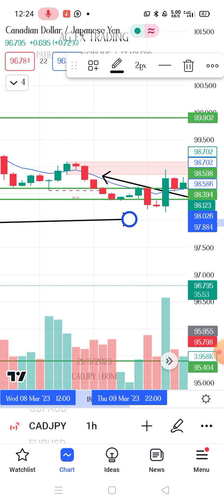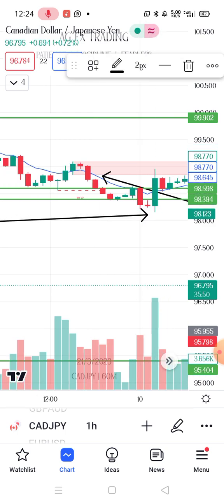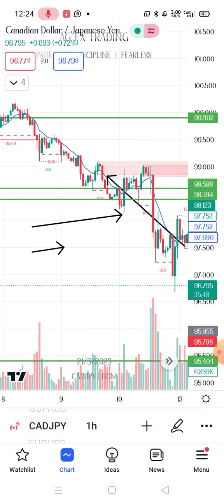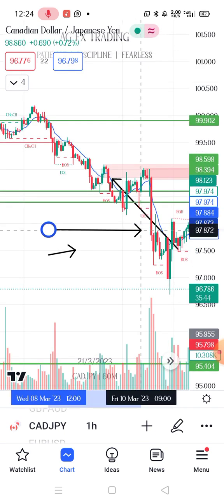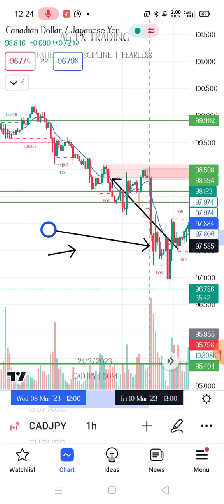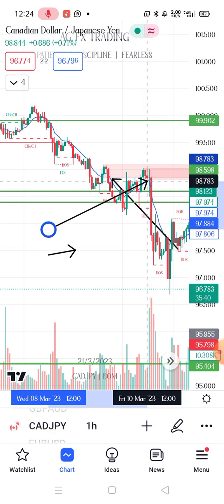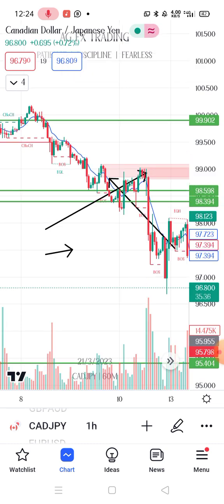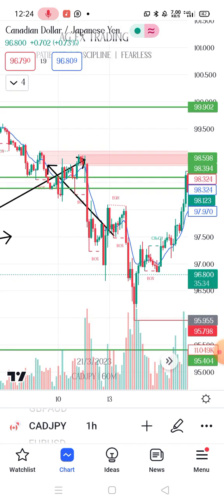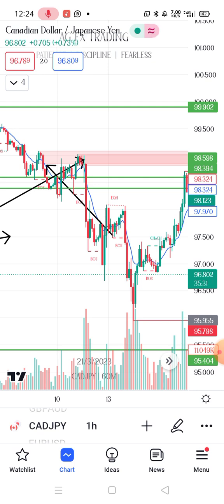Let me zoom in. You see this? It broke that candle there. It broke it and it went downwards again. So it is at this top here of the corrective move that you would draw your order block for the bearish order block. Then you wait. You will leave the market.